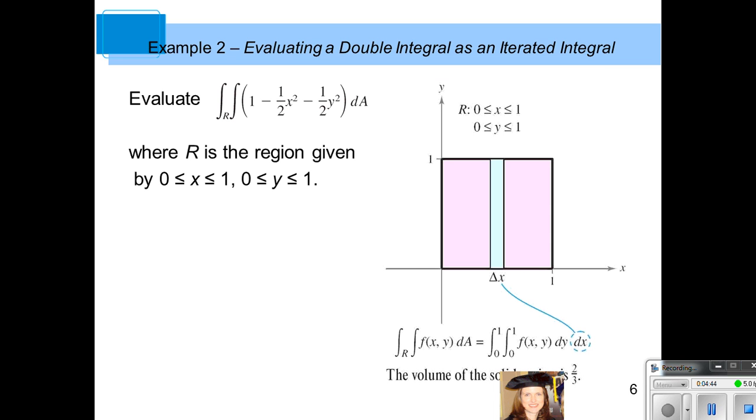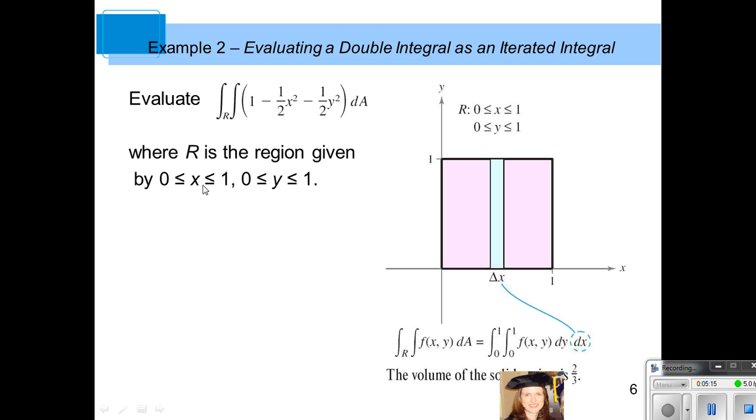Okay, here's another example, evaluating a double integral as an iterated integral. Here we want to evaluate the double integral over R, where R is the region given by the inequalities of this function here. This expression here, 1 minus a half x squared minus a half y squared, could represent a surface in space, and then you want to set up this double integral that would give you the volume bounded by the xy plane and that surface within that region R.